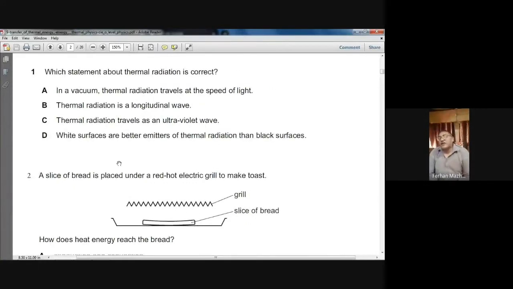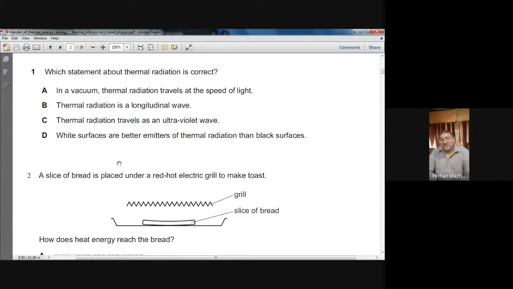In a vacuum, thermal radiation travels at the speed of light. Thermal radiation is a longitudinal wave. That's wrong. The thermal radiation is a transverse wave. Thermal radiation travels as an ultraviolet wave. That's wrong. Thermal energy travels as infrared waves or rays. White surfaces are better emitter of thermal radiation than black surfaces. That's wrong. The black surfaces are the better emitter of the thermal radiation.